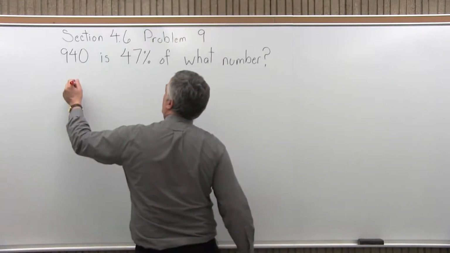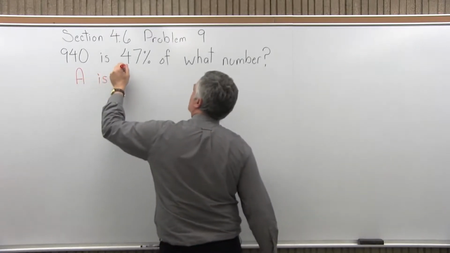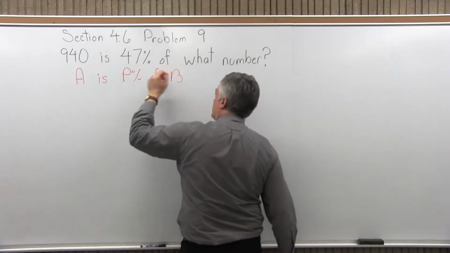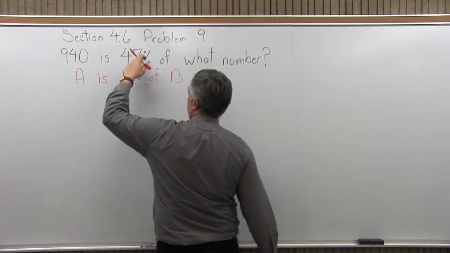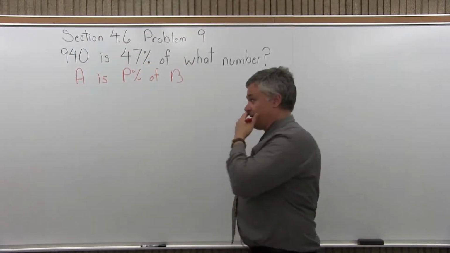The way we do it, we want the question to be written in the form A is P% of B, which is what we have. The A is 940. 47 is the P. Percent is going to turn into 100. What number is the unknown? B is unknown, so we'll have one unknown.